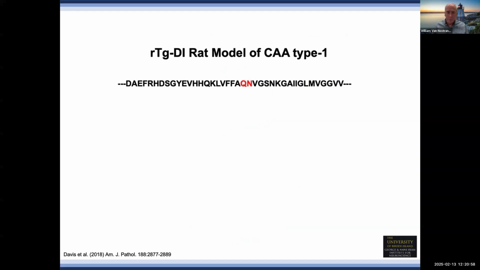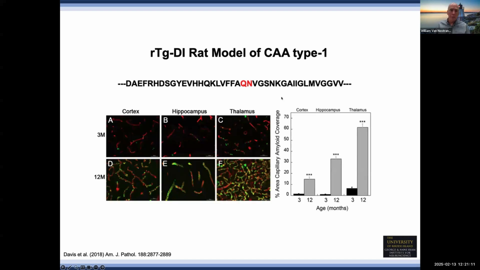Here again is the amyloid beta peptide, and these are again the two substitutions, the glutamine for glutamate at position 22 and the asparagine for aspartate at position 23. So this is the peptide that they produce in their brains. What we characterized and showed is that this is a model that develops early onset and severe capillary CAA type 1. So these figures over here are at 3 months of age, looking at different brain regions: the cortex, hippocampus, and thalamic area. They're stained in red to identify the vessels, and the green is stained with thioflavin S to identify fibrillar amyloid deposits, which you can see appearing at 3 months of age.